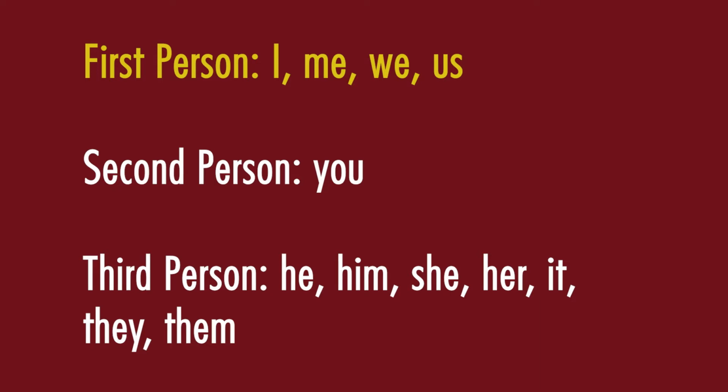Second, English uses different pronouns for different classifications of address or person. I've already produced a video about the difference between first, second, and third person. It's linked in the description if you'd like to review. So I, me, we, and us are first person. You is second person. Again, both singular and plural. And he, him, she, her, it, they, and them are third person.